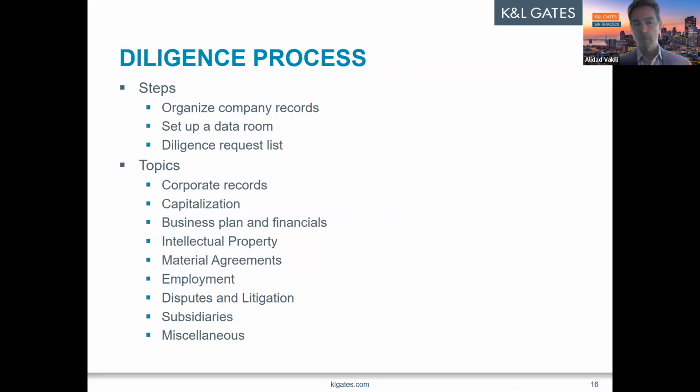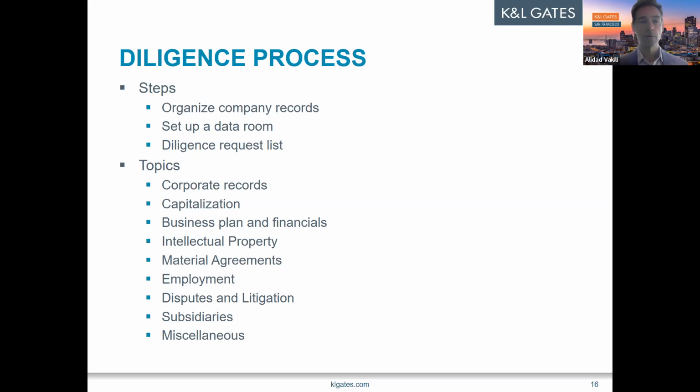The third, which maybe is not in the right order, is the diligence request list. You can expect that once diligence starts, the investor or their counsel is going to send you a very long list of all the things that they want to get. A lot of them will be documents. Some of them may be questions or information that they're asking for. It's going to be basically everything under the sun and the kitchen sink.